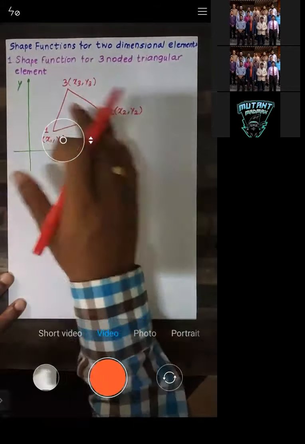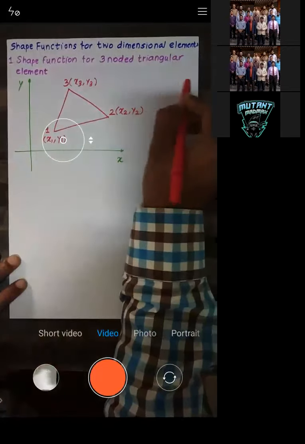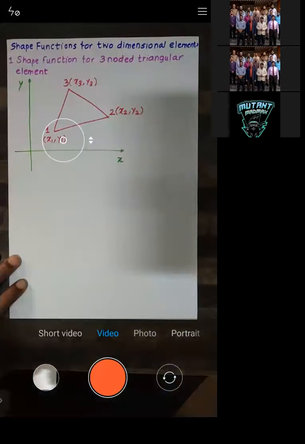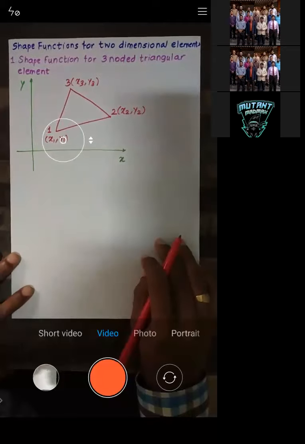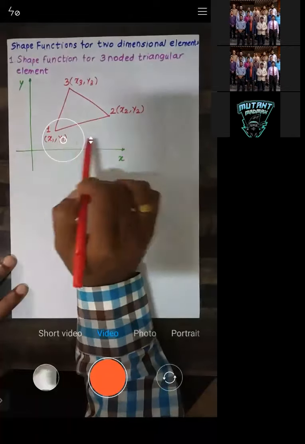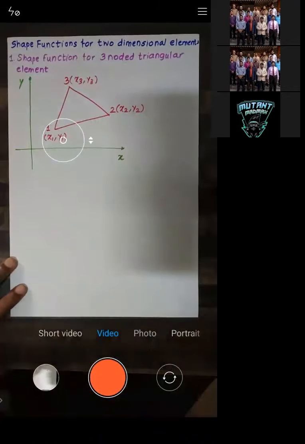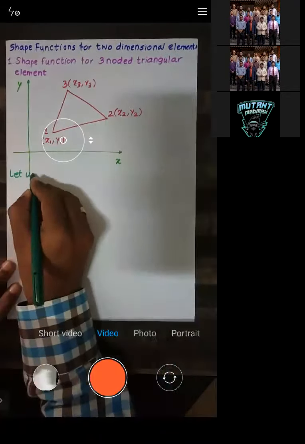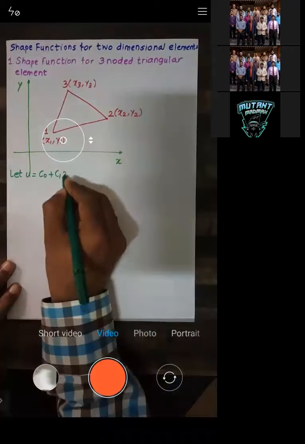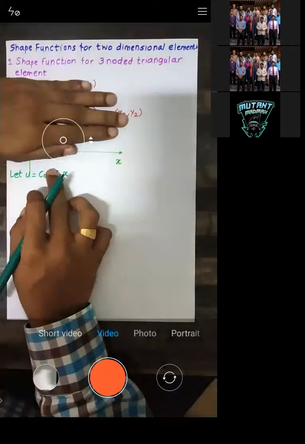This is the two-dimensional element. Previously we saw it only for the one-dimensional element, the line element, and we also solved a problem on lines. So let us start deriving the shape function for this particular element. To start, we should write down an approximate solution. Let u equal C0 plus C1 x. Try to understand, this is the same term which we wrote when we derived the shape function for the line element.